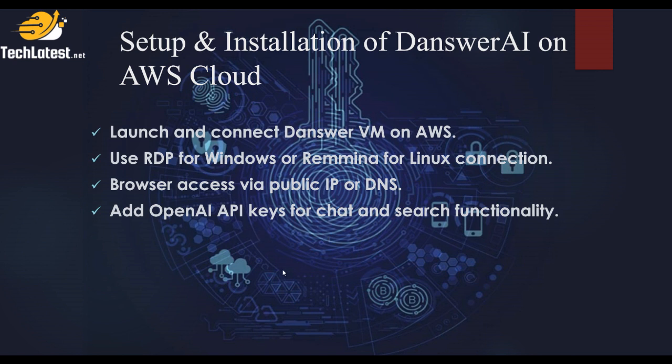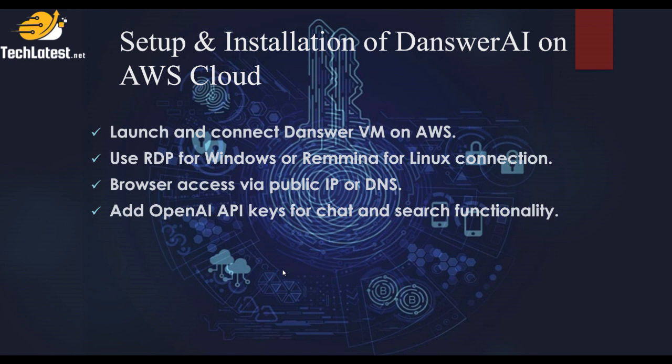First, you launch and connect the Dancer VM on AWS Marketplace. You can search for Dancer on AWS Marketplace, and you can find the techlatest.net VM. So you can launch and connect the Dancer VM on AWS. We will use RDP for Windows, and Remmina for Linux. If you are a Linux user, you can use Remmina. If you are a Windows user, you can use RDP.